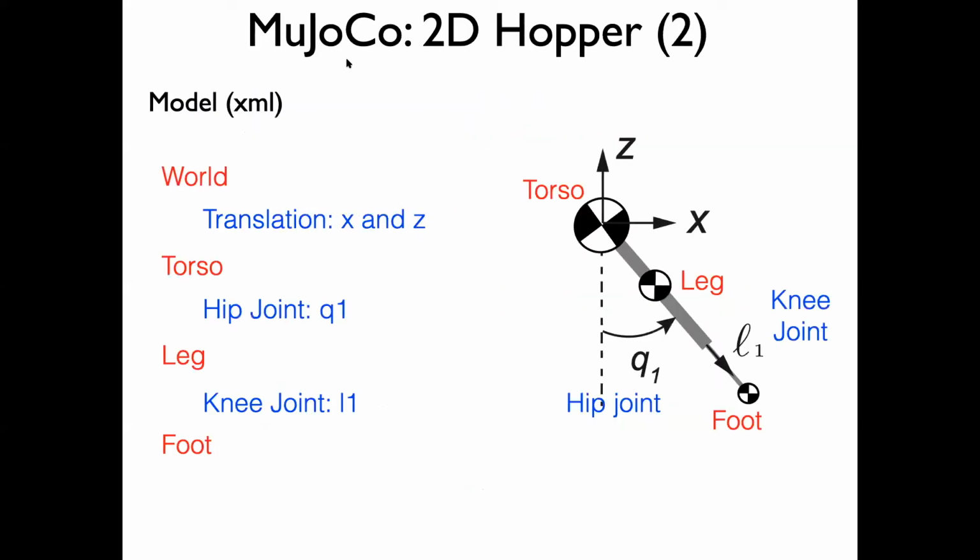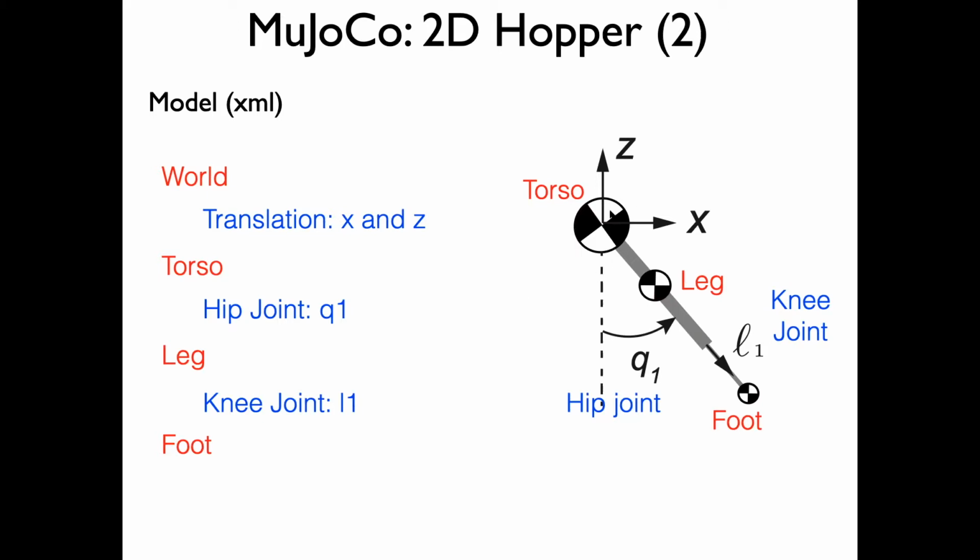Okay, our model for the hopper would be something like this. On the left side, you see the model, the world frame, torso, that's the body, leg is another body, foot is a body. So everything in the red is a body. Everything in blue is a joint. So translation XZ, hip joint, and knee joint.